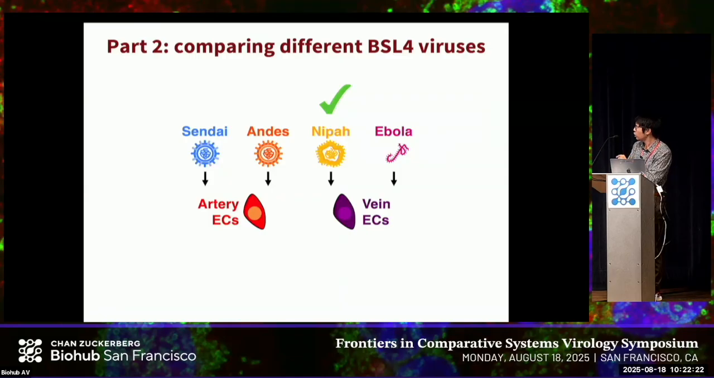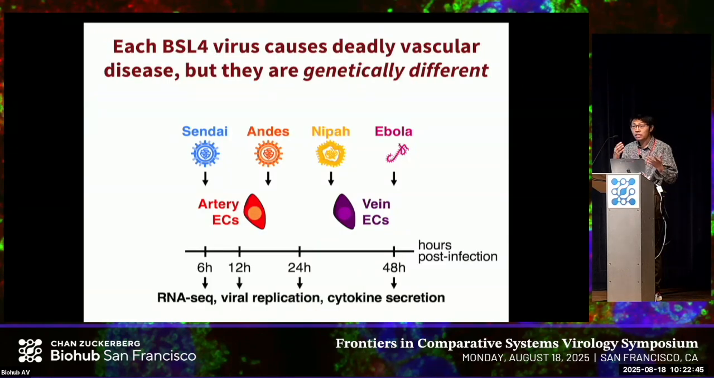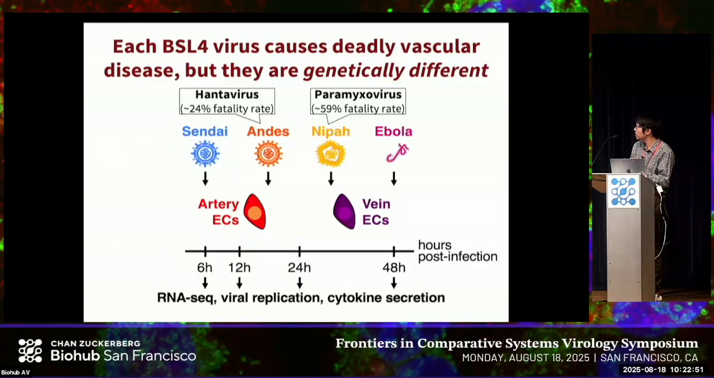So in the last minute or two, I'll just close on one piece of unpublished data. Now that we've discovered the effects of Nipah virus, we're now taking on the challenge of the symposium, which is the comparative virology of how it stacks up to other BSL-4 viruses like Andes or Ebola virus. This is a collaboration with Isabel, a postdoc in Joe's lab, my grad student Anna, and my collaborator Lei-Teng Ang. Although all these viruses are classified in BSL-4 and cause vascular diseases, they're very different. Andes is a hantavirus, Nipah is a paramyxovirus, and Ebola is a filovirus, of course.